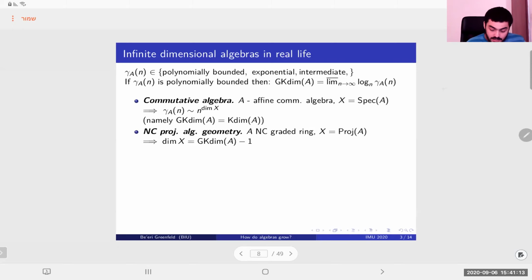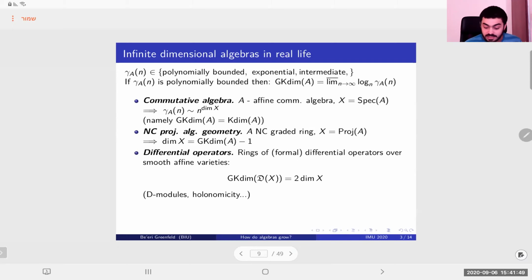Growth plays a crucial role in non-commutative geometry as well. There's a notion of a non-commutative projective scheme, which I don't want to get into, but basically what you do is construct some kind of non-commutative projective scheme upon some given non-commutative graded, well-behaved ring. And what happens is that the dimension of this non-commutative scheme is equal to the GK dimension of A minus 1, which is a perfect analog of what would happen in the commutative case.